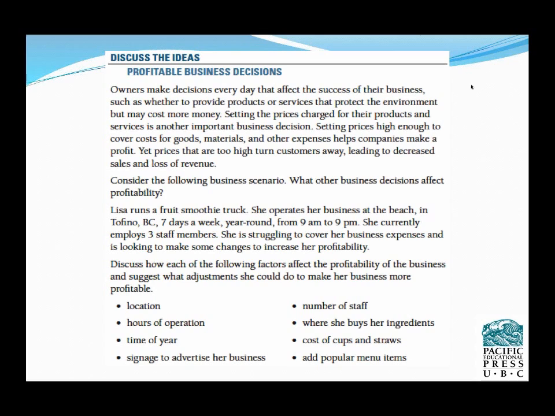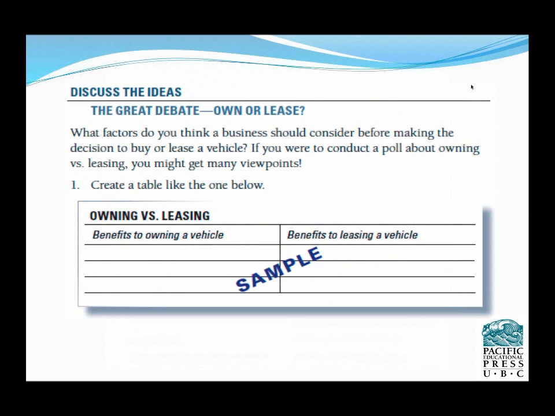And then, again, students would rotate around and consider at each station, okay, what about number of staff? How can adjusting that influence profitability? And at the end, you can have a full class discussion after each of the groups has responded to the different things. Okay, in the next example, discuss the ideas.